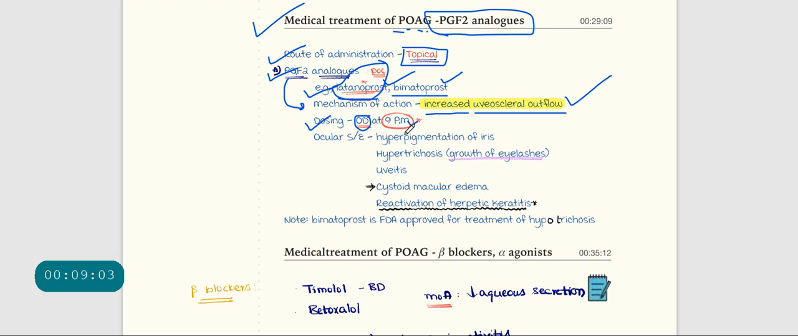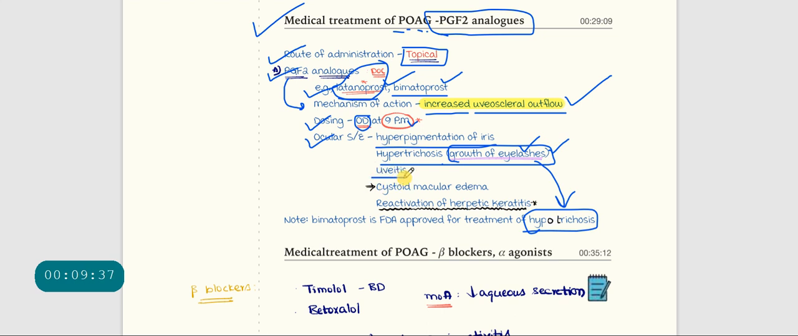Now what are the ocular side effects associated with these drugs? PGF2 agonists cause hyperpigmentation of the iris and hypertrichosis, that is growth of the eyelashes, and that is why it is also used in hypotrichosis. Okay, this drug is also used in hypotrichosis because its side effect is growth of eyelashes. It could also lead to uveitis as a side effect.